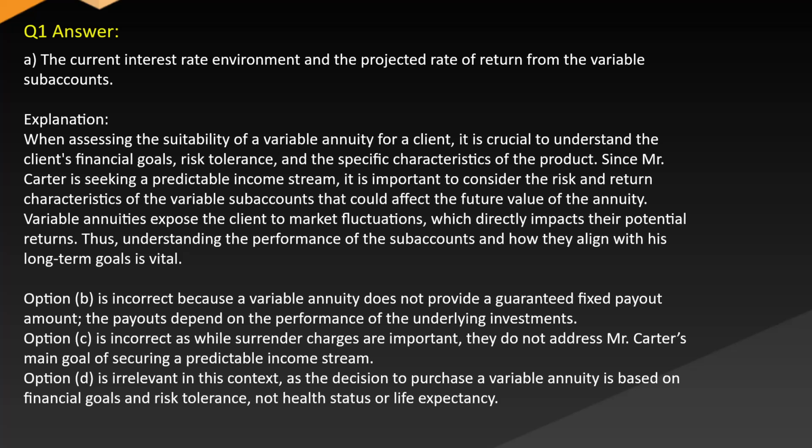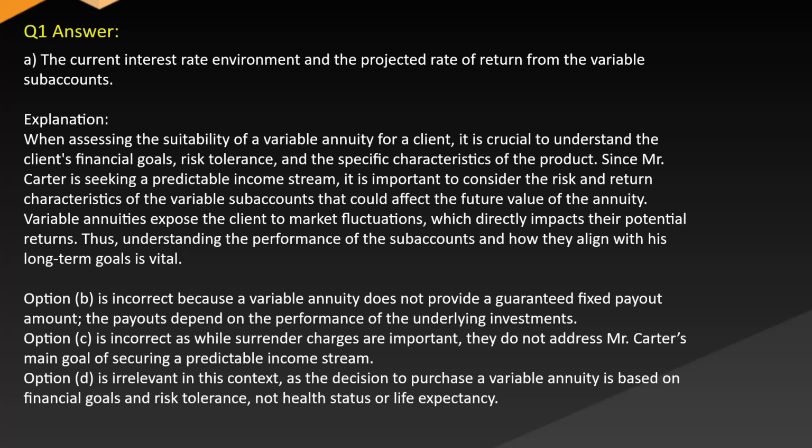Variable annuities expose the client to market fluctuations, which directly impacts their potential returns. Thus, understanding the performance of the subaccounts and how they align with his long-term goals is vital. Option B is incorrect because a variable annuity does not provide a guaranteed fixed payout amount. The payouts depend on the performance of the underlying investments.